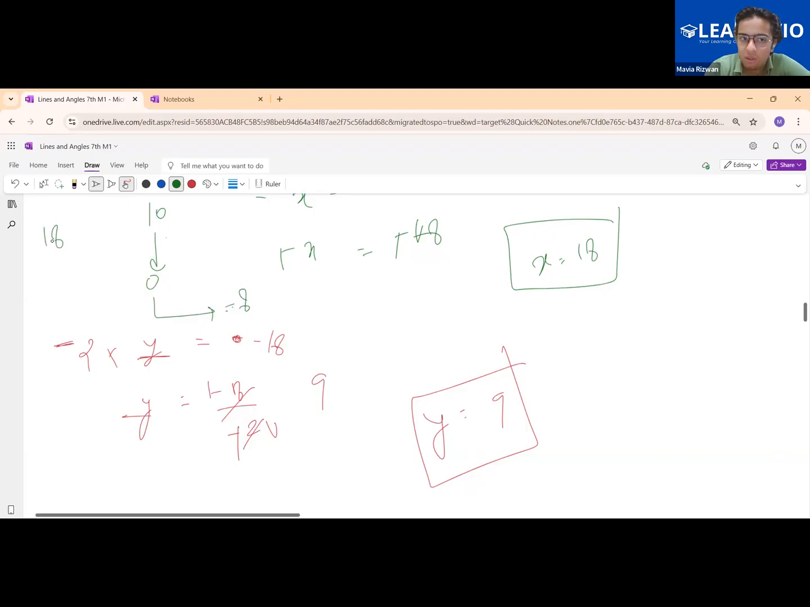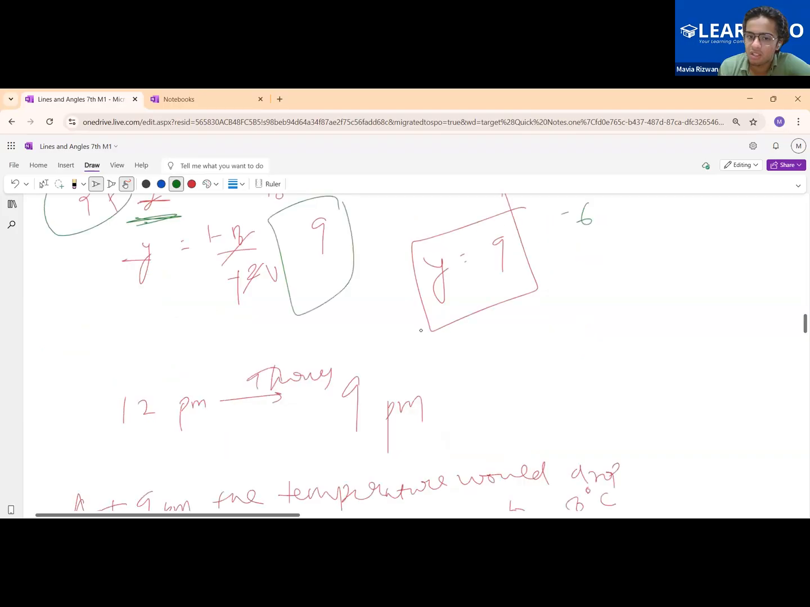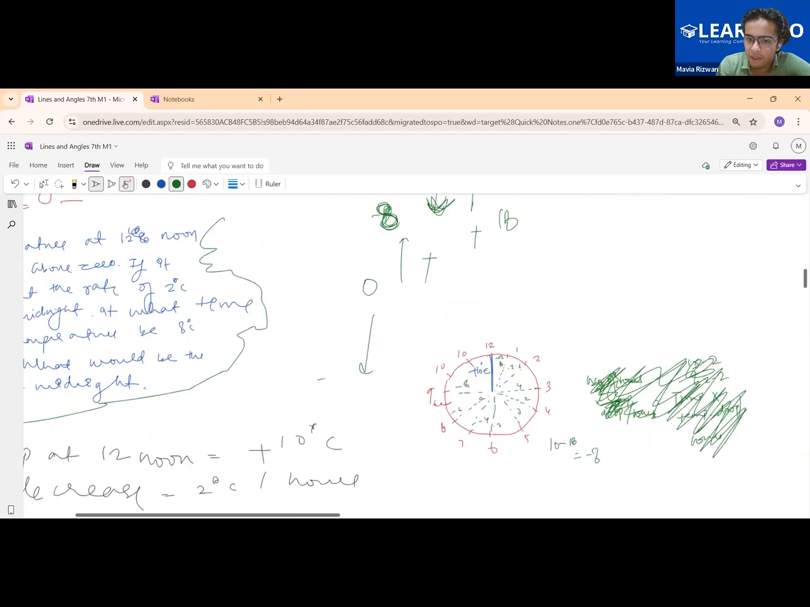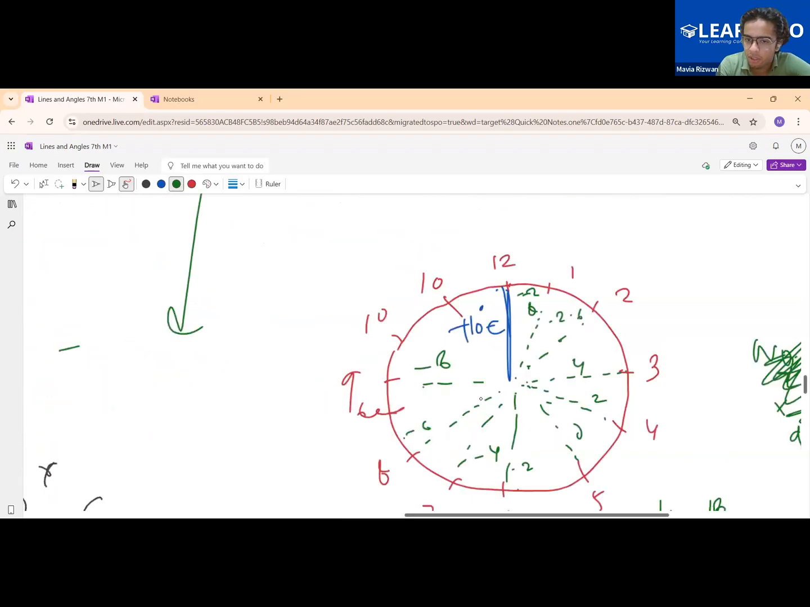Okay, so now how to find out the time taken? See, 2 degrees drop in every hour. In 1 hour it would be 2 into minus 1, minus 2. In 2 hours, 2 into minus 2, that is minus 4 degrees. After 3 hours, 3 into minus 2, that is minus 6. So after how many hours would it be minus 18? We have to find out. So divide it. In 9 hours the temperature drop would be this. So y is equal to 9. So 12 hours plus 9, that is 9 o'clock. And here also we found it from here that it is 9 o'clock. Now is this clear?